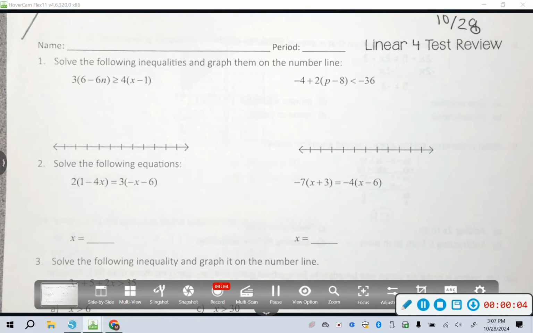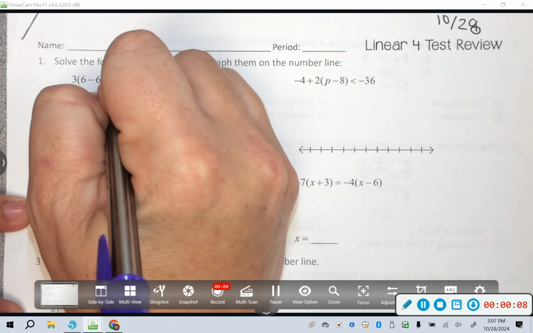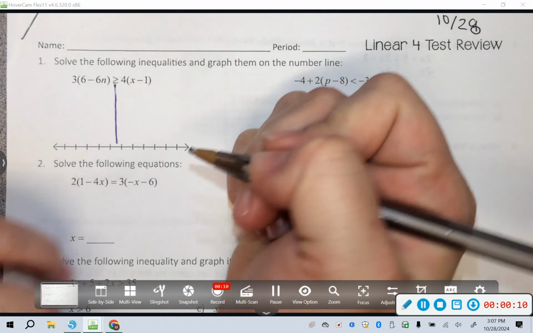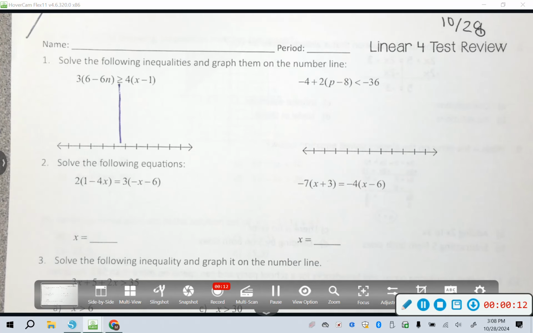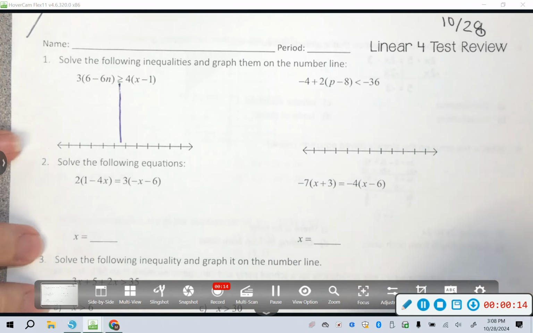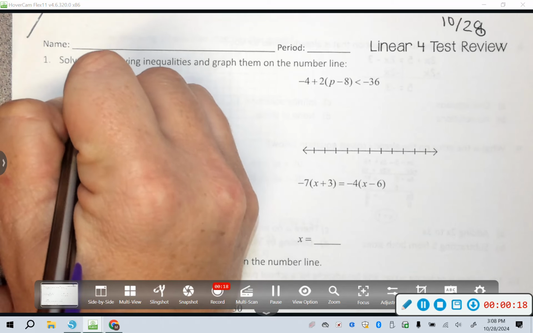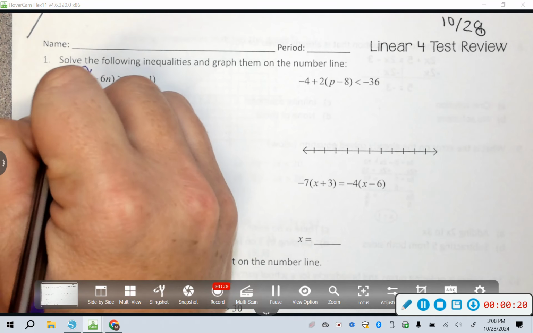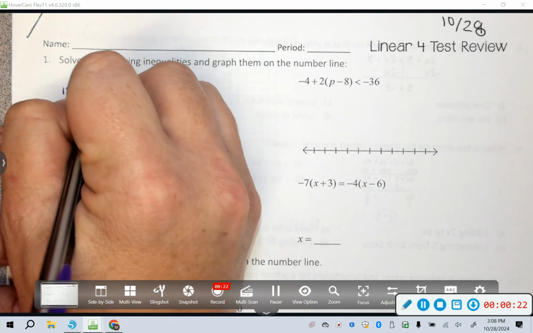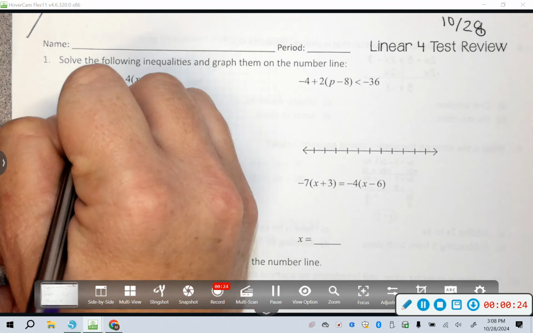Okay, linear 4 test. Number 1, we're solving inequalities. So we need to remember our steps: distribute, combine, move, divide. So I'm going to start with distribute. 3 times 6 is 18. 3 times negative 6n is negative 18n.